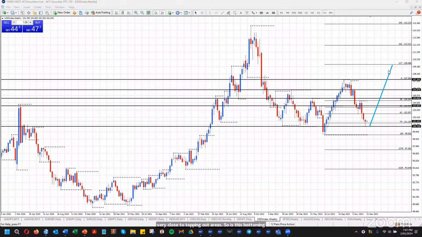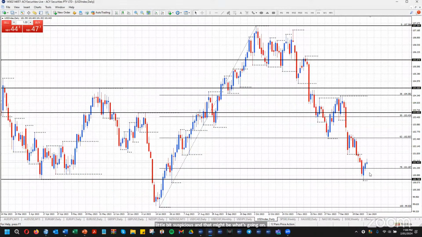All right, so we'll have to wait and see. But it's looking a little bit suspicious that that might be what's going on. So we don't have a higher bottom, higher top or anything coming in down here from the day chart, but we do have a reversal candle and a 3-day reversal.